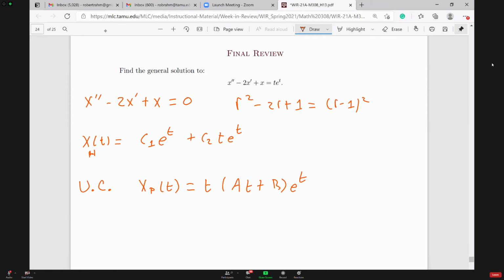Because if one of the terms is a solution to the corresponding homogeneous equation, when you plug xp into the left-hand side, that's just going to be equal to 0. So it's like it's not even there. And so now we need to multiply it by t again. And so our guess is going to be (a t cubed plus b t squared) times e to the t. Is everybody okay with that? Okay.